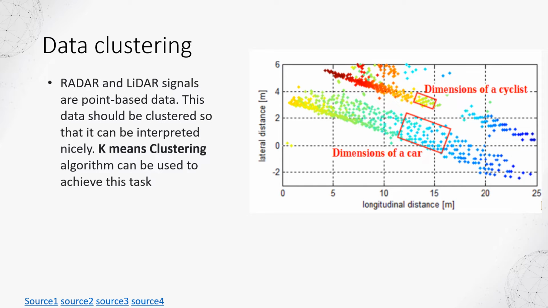Okay, now we know we can achieve perception with the sensors we mentioned above. Let's assume we have the data from those sensors. How could we do data clustering? For example, assume we have the data from the sensor like in this plot. How could we know which cluster represents the dimension of a car and which cluster represents the dimension of a cyclist? Here I'm going to introduce the K-means clustering algorithm.